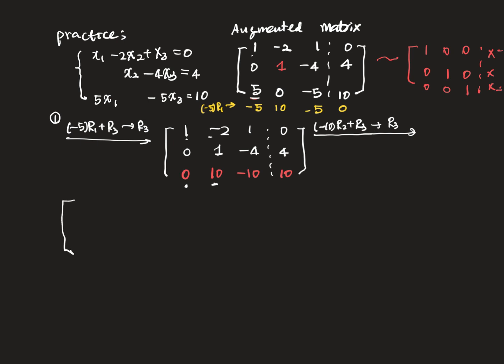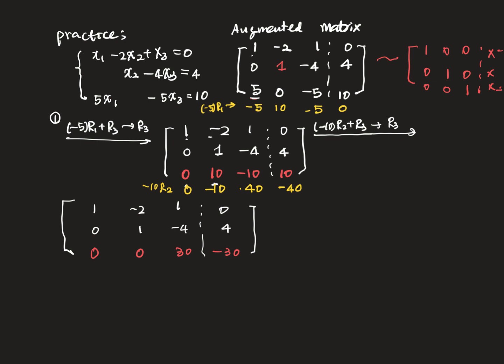Okay, so here is negative 10 R2. So here is a 0, negative 10, negative 40. Guys, make sense? Add together. Let's do the third row first. Add together 0, 0, 30, negative 30. Now, first, second row doesn't change. 1, negative 2, 1, 0, 0, 1, negative 4, and 4.